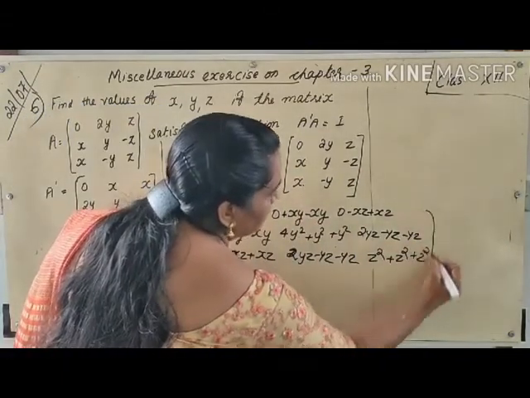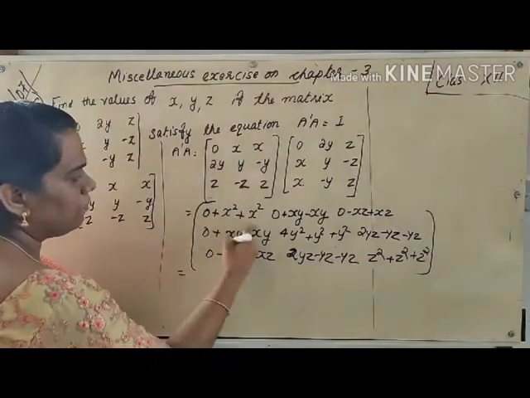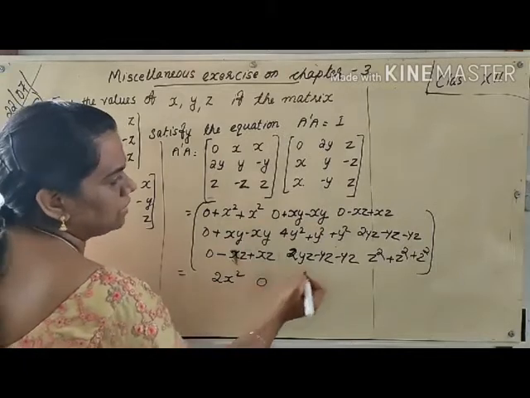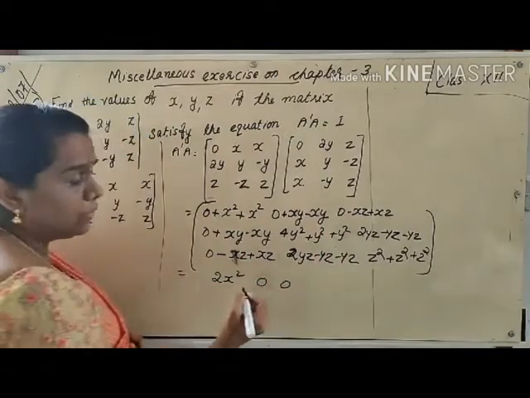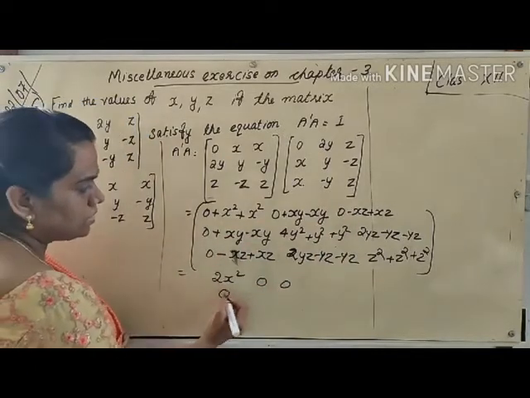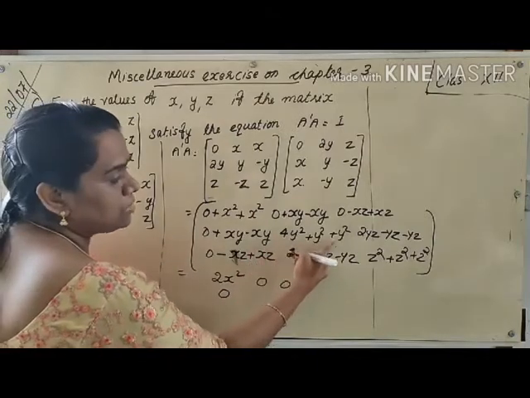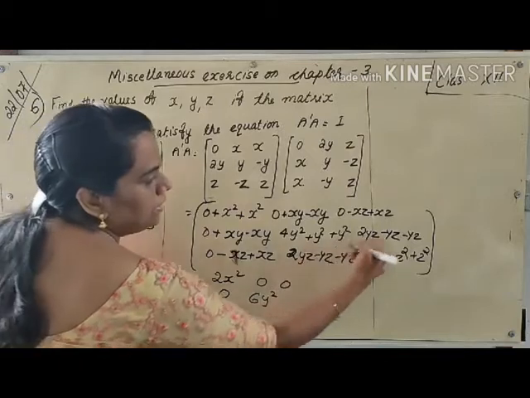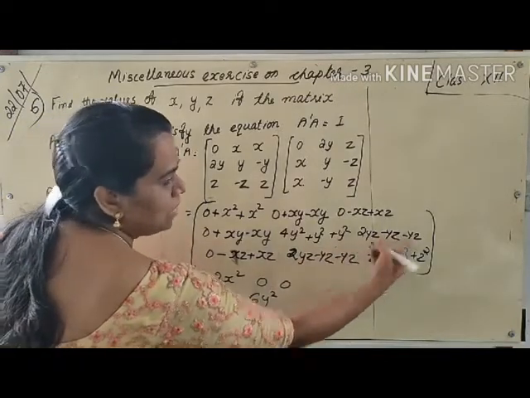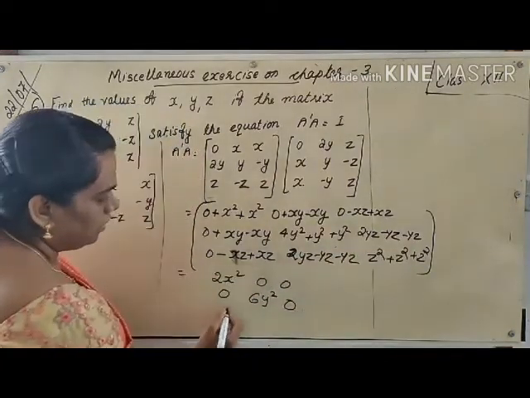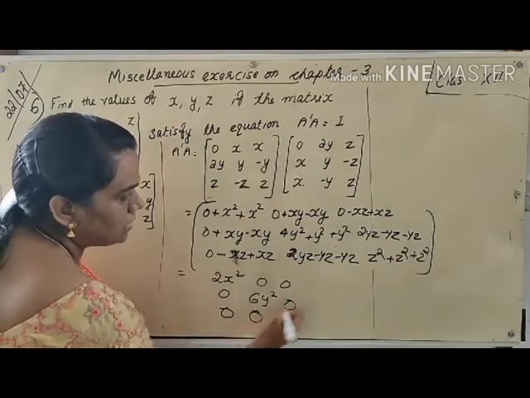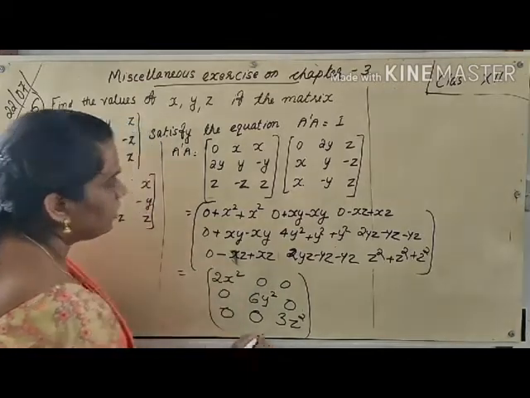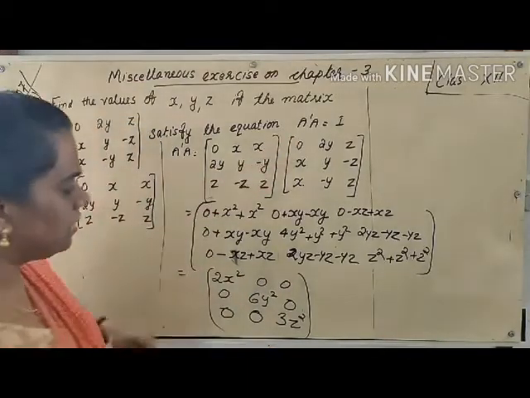One multiplication we get like this. So we have 2x square. Here minus xy plus xy, 0. Minus xz plus xz, 0. Then xy minus xy, 0. 4y square plus y square plus y square, that is 6y square. And here it is 2yz minus yz minus yz, 0. Here it is also 0. Here it is 0. And here 3z square. We get like this, and it is equal to I.